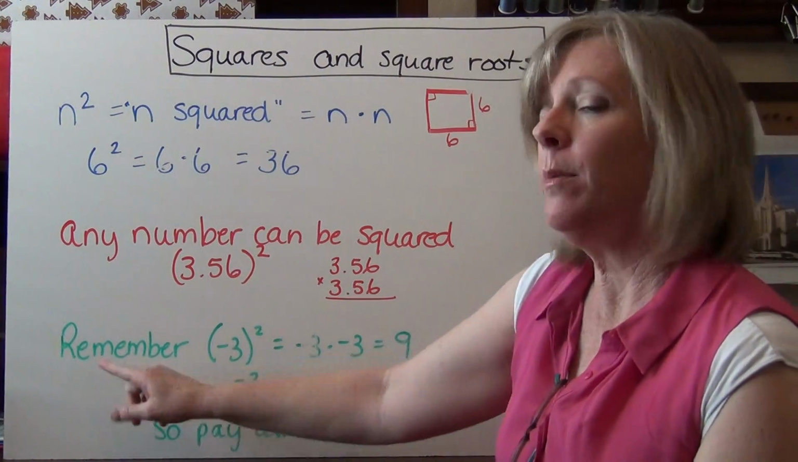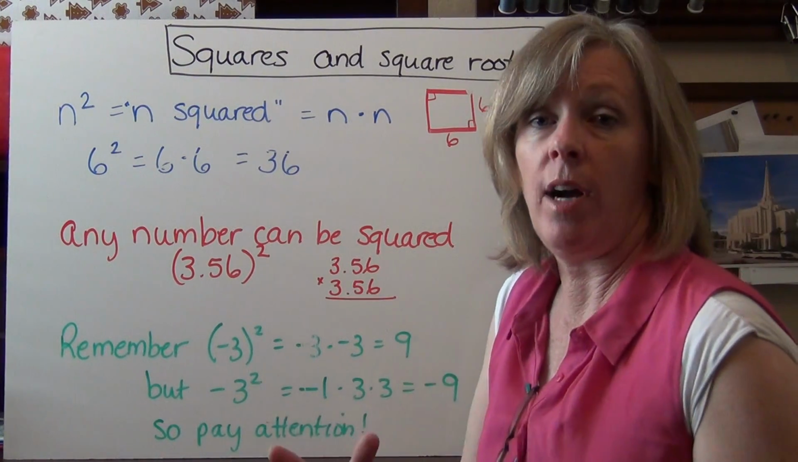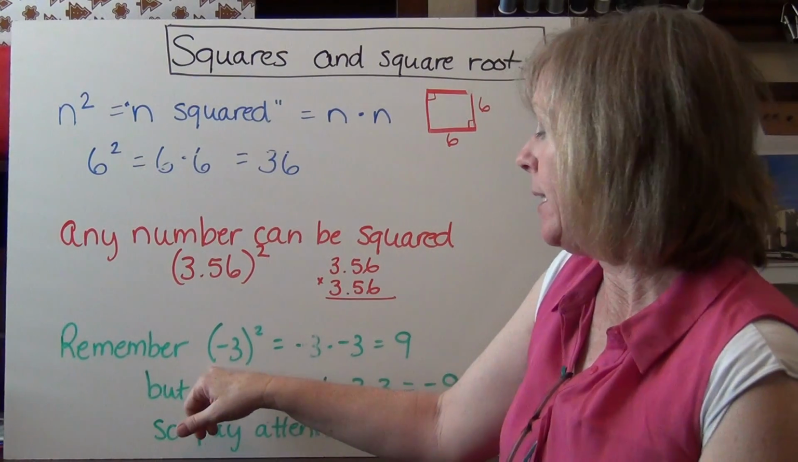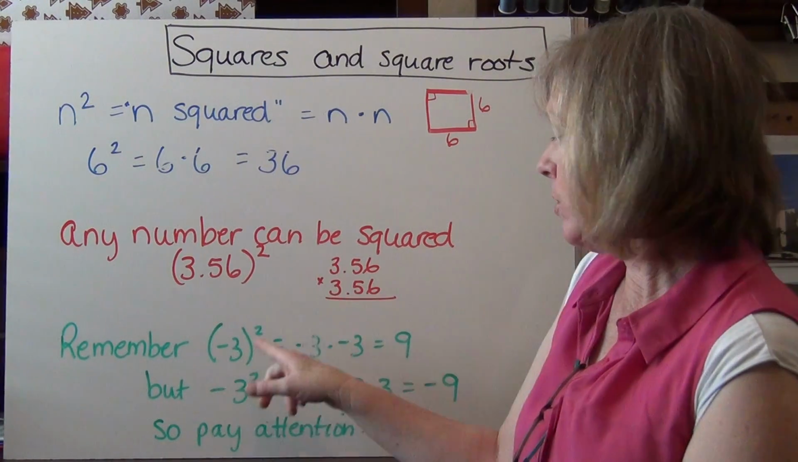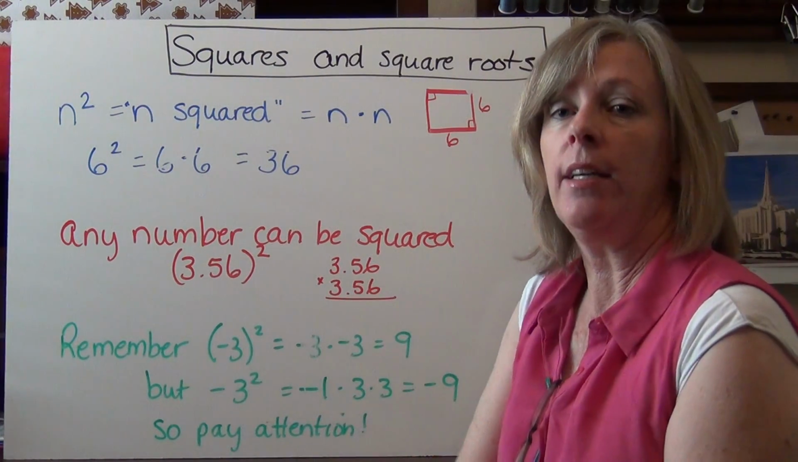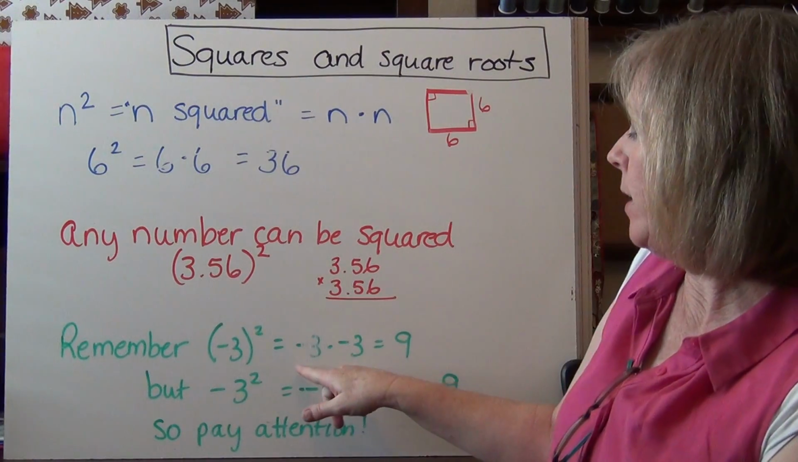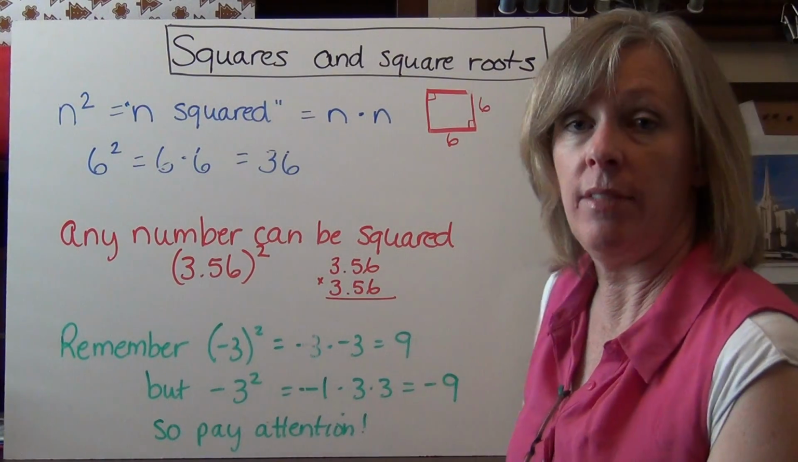Now, one important thing to remember is the order of operations with squaring. So negative 3 in parentheses squared tells you to take negative 3 times negative 3. Negative 3 times negative 3 is positive 9.